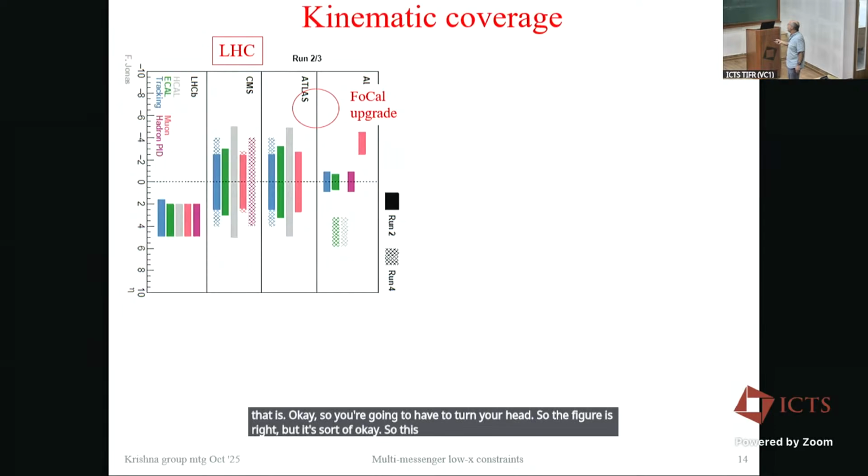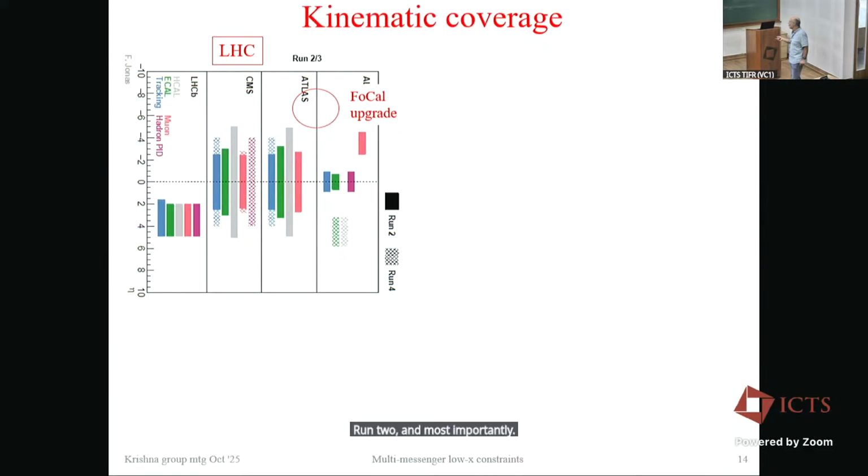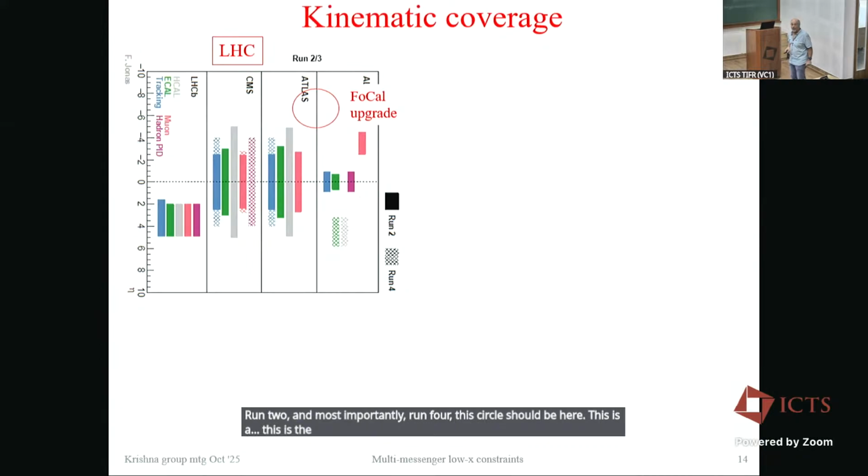So this is the kinematic coverage of the Large Hadron Collider in Run 2, and most importantly in Run 4. This is the coverage of the LHC experiments in rapidity space. So if you want to go to very low x at the LHC, you have to go very forward in rapidity. So what's of great importance is high rapidity.